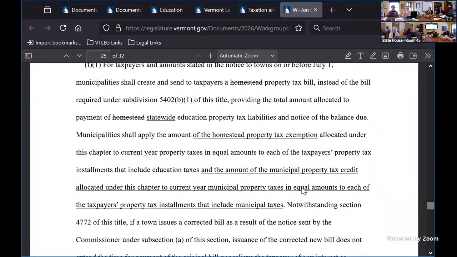Same conforming type changes here. I can slow down if folks want, but I think it's going to be awfully boring for me just to say that this is the new defined term.